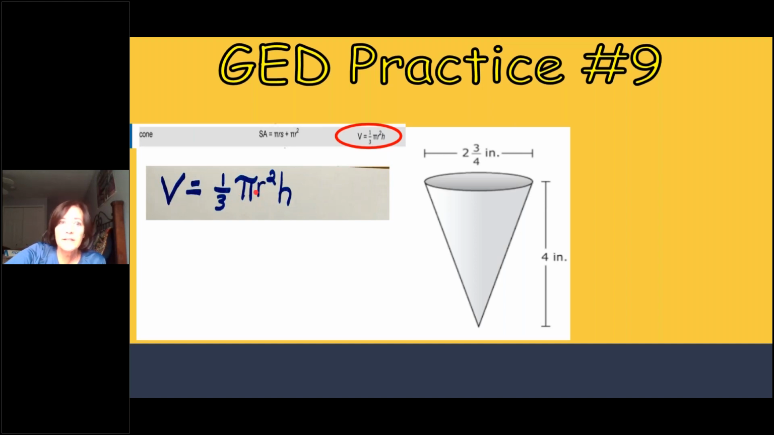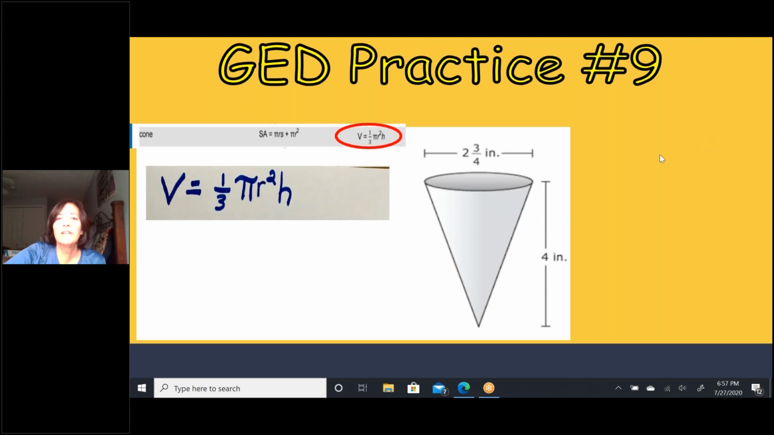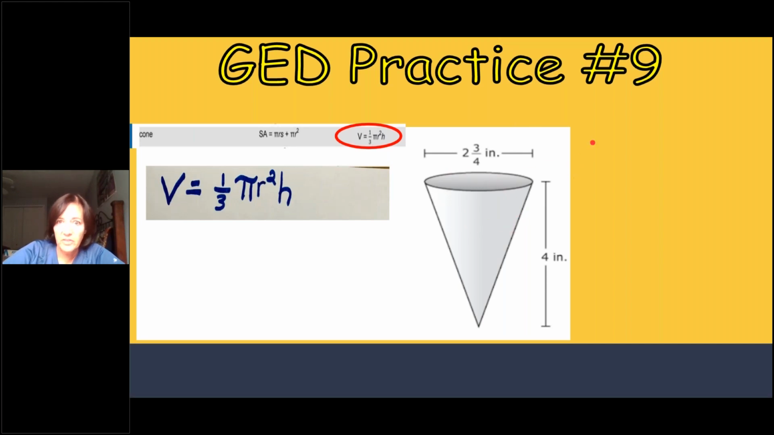R stands for radius. And here's the problem. They didn't tell us the radius. They only told us the diameter. So again, you're responsible for knowing some of the vocabulary. Again, I did some lessons a couple of months ago on vocabulary.